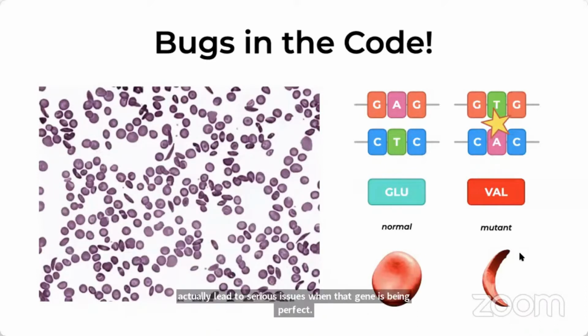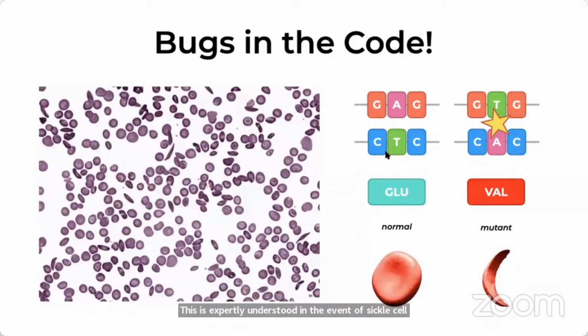This is expertly understood in the event of sickle cell anemia, where a normal protein sequence encoded by the gene actually produces red blood cells of a normal morphology, and when one single nucleotide change changes the amino acid from glutamate to valine, that results in producing red blood cells shaped like sickles and results in a reduced carrying capability of oxygen, and hence it results in anemia.